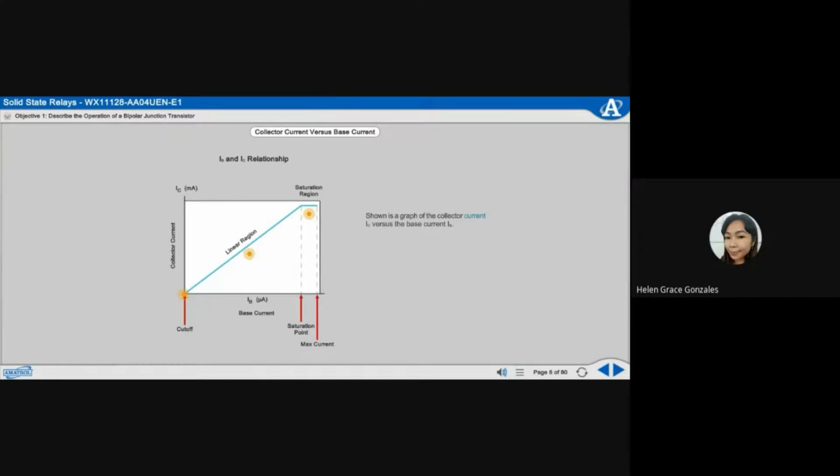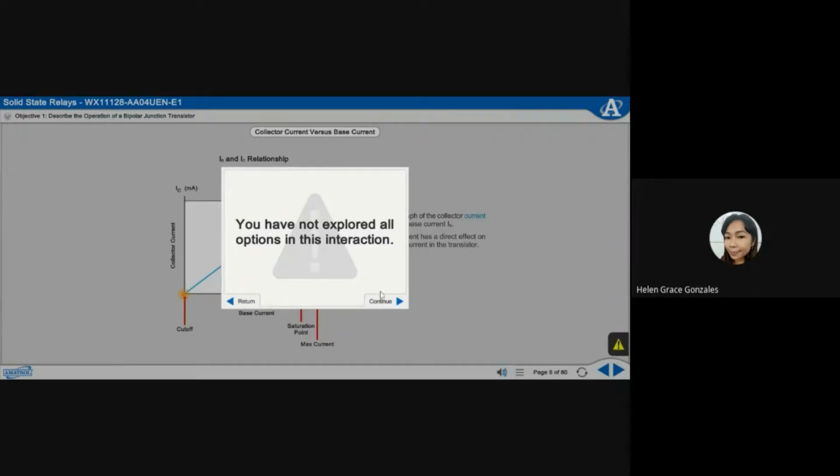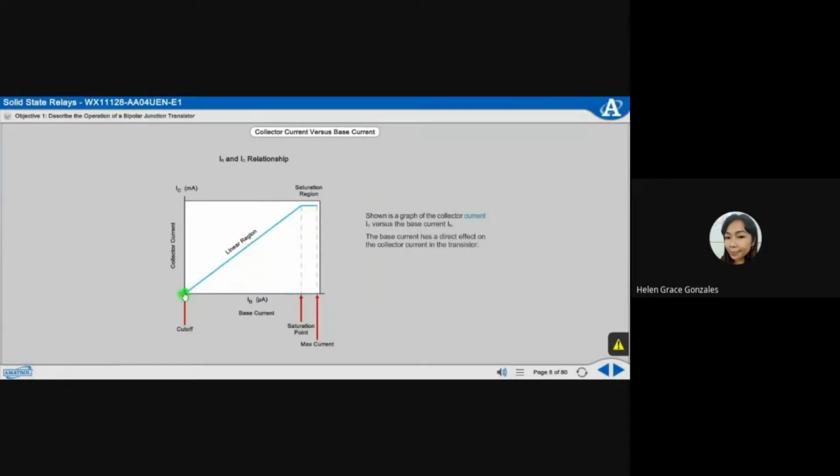Shown is a graph of the collector current I sub C versus the base current I sub B. The base current has a direct effect on the collector current in the transistor. During cutoff, the transistor is off, so there is no collector current or base current. When enough voltage is applied to the base to cause base current to flow in the linear region, the collector current increases proportionally with the base current.